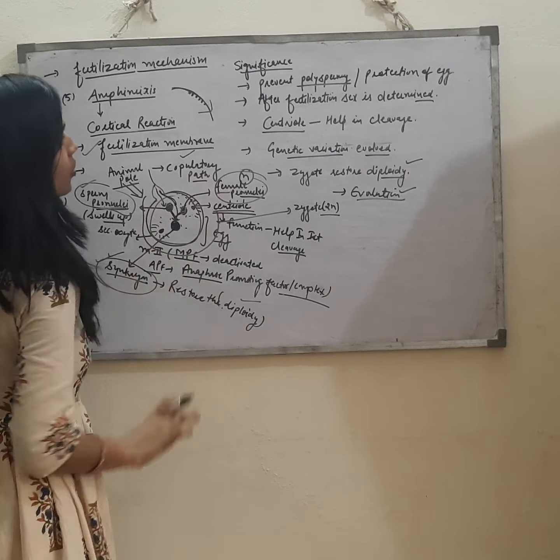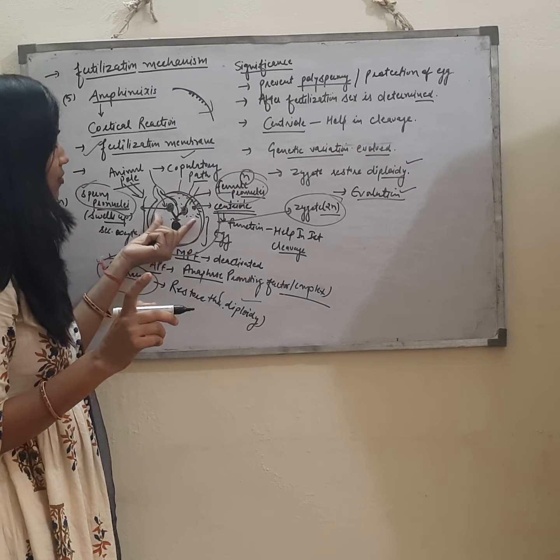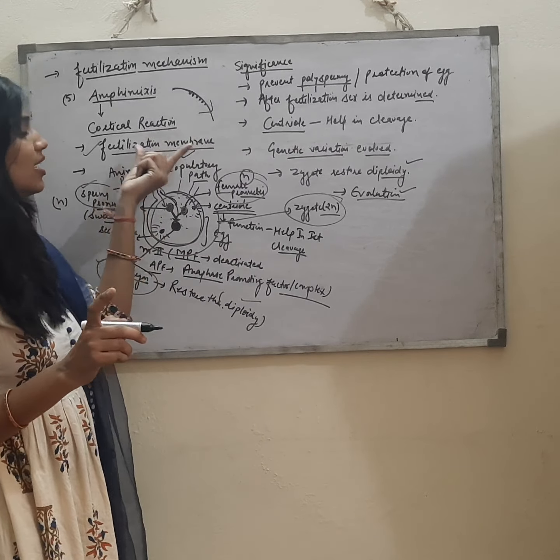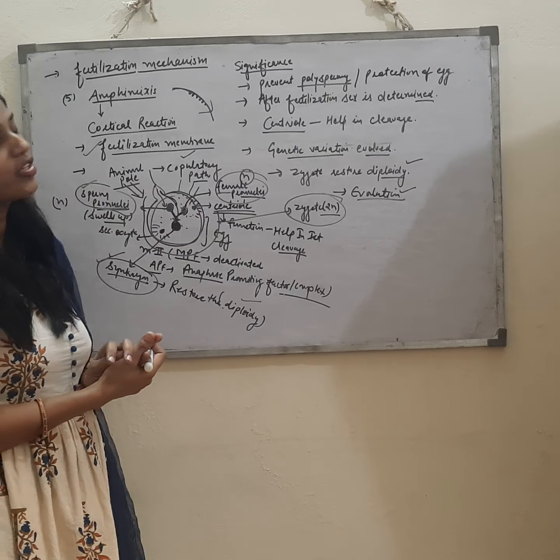Okay, so after the fertilization, this whole cell is known as the zygote, and this zygote restores the diploidy. So this one is the complete mechanism of how the cortical reaction takes place and why it takes place. As you know, many sperm are coming toward the egg, but only a single one fertilizes this egg. So this cortical reaction prevents polyspermy, and this fertilization membrane is also for defense purposes, which also helps in preventing polyspermy. So this one is complete about the fertilization mechanism.